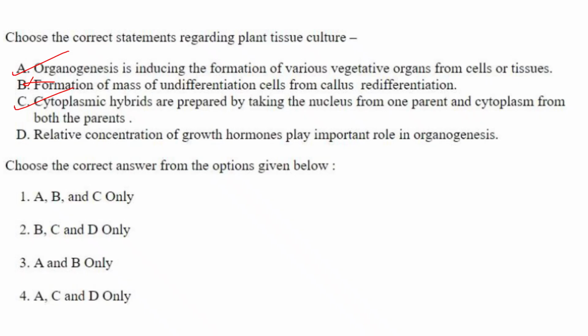Then, relative concentration of growth hormones plays an important role in organogenesis. Yes, of course. If you have a high cytokinin to auxin ratio, it promotes shoot formation. If it is a high auxin to cytokinin ratio, then roots will be developed. So the concentration of growth hormones plays a role in shoot and root formation in organogenesis. So A, C, D is the answer. So option 4 is the answer.